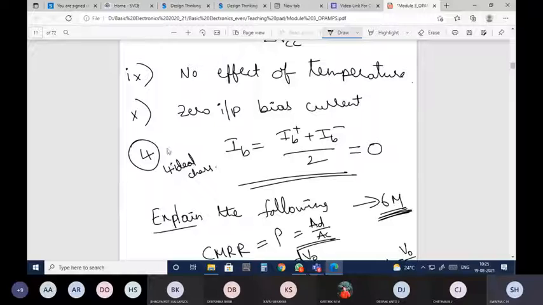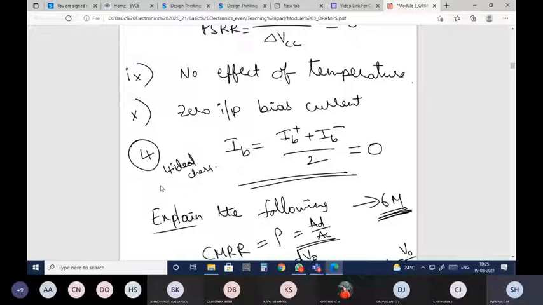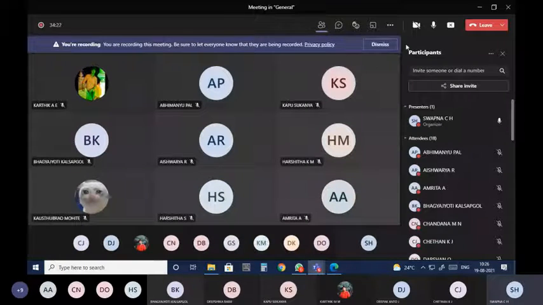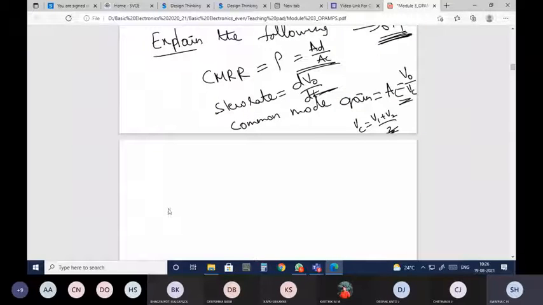Okay, so as I was mentioning, these are very important topics for your IA, or if you had external, even in external you would have got questions related to this. Okay, so hope this is clear to all of you. Have you all understood the ideal parameters? Yes, ma'am. Okay.